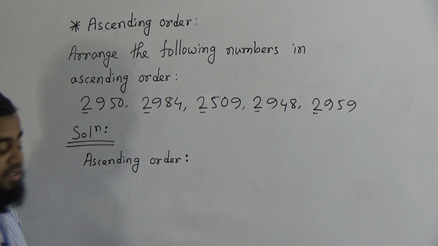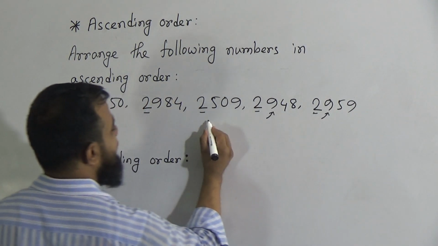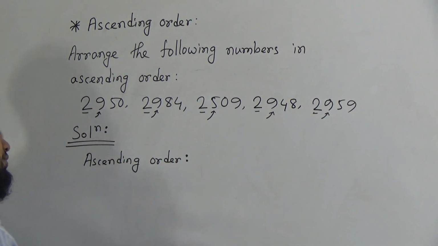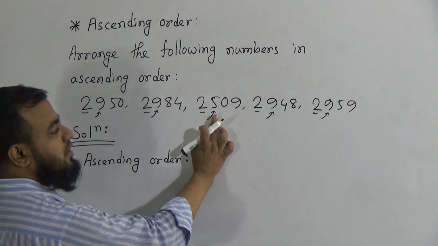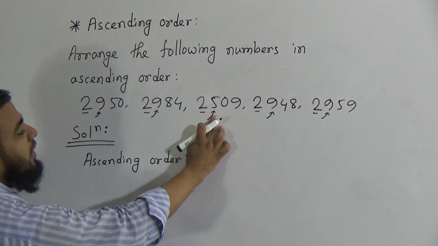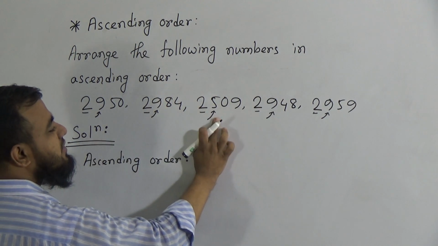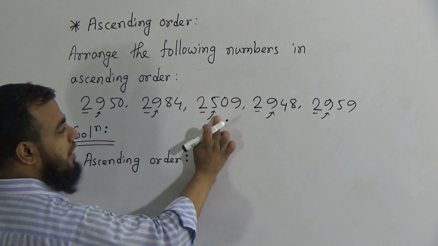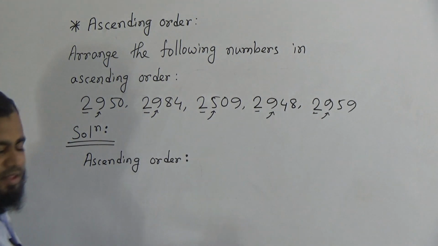Now go to the next place. The next place here is the hundreds place: 9 is in the hundreds place, 5 is in the hundreds place, and the others have 9 in the hundreds place. Among these 5 numbers, my dear students, the one with 5 in the hundreds place is the smallest, because 5 in the hundreds place means 500 and the other numbers have 9 in the hundreds place. That's why those numbers are bigger than this number. So this number is the smallest. That means 2509 is the smallest number among these 5 numbers because it has 5 in the hundreds place.